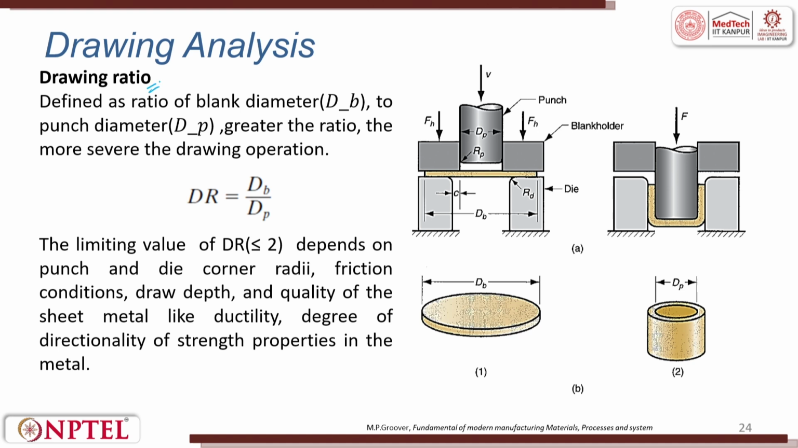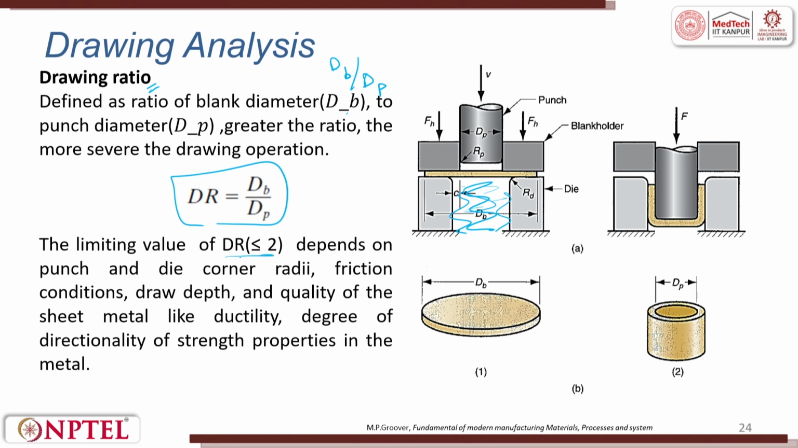The drawing ratio, which I told you is the aspect ratio, is defined as the ratio of blank diameter to punch diameter, dB to dP. The greater the ratio, the more severe is the drawing operation. Today you can also have a lot of water filled here, and you press. There is a hydrostatic pressure applied to the blank. Because of that you get better stretching, and better stretching means higher drawing ratio.